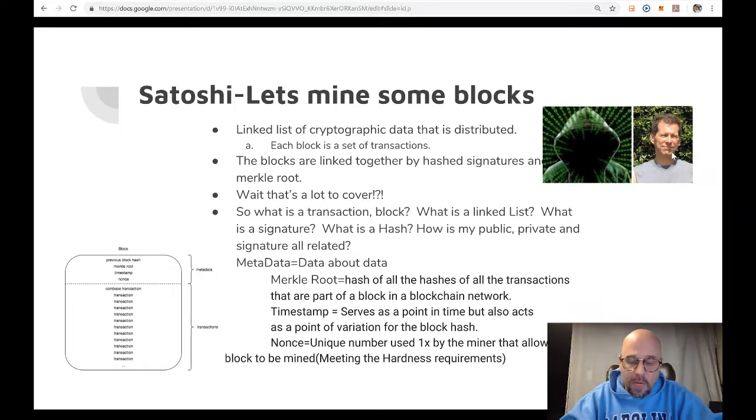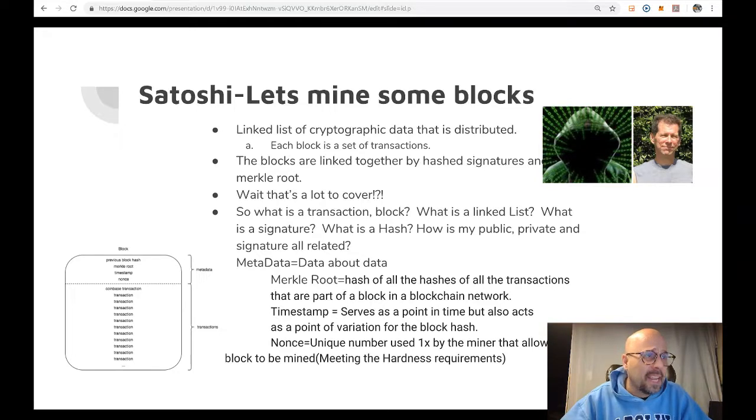At this point it was kind of like a competition. It was Hal saying, hey, I can mine this block first, and then Satoshi saying, no, I can mine this block first. They were competing against one another, and whoever mined the block got the block reward, which was the Coinbase.